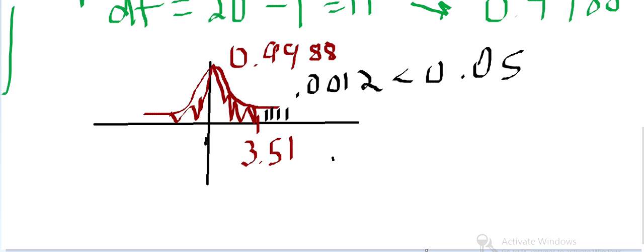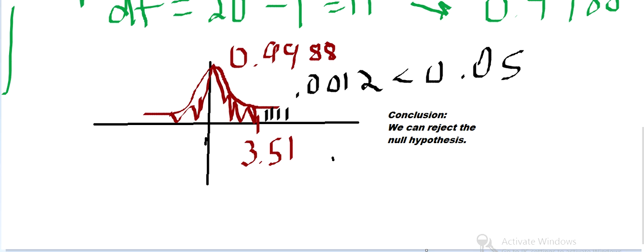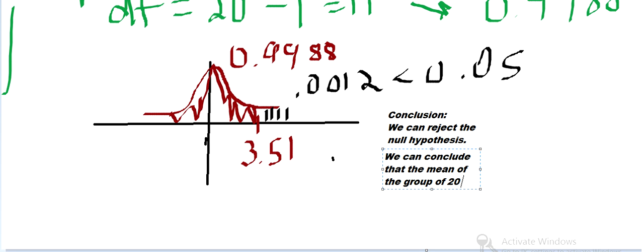So our conclusion is we can reject the null hypothesis. Let's review what that null hypothesis was. We have the mean is 73.1, so we can reject that, and accept the alternative, that we can conclude that the mean of the group of 20 is greater than 73.1. So that's what we can conclude there.